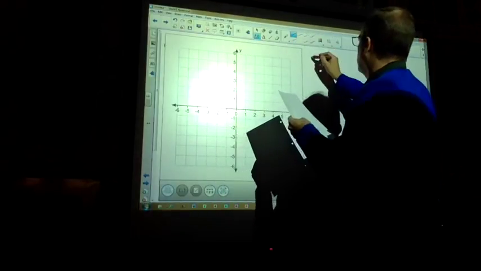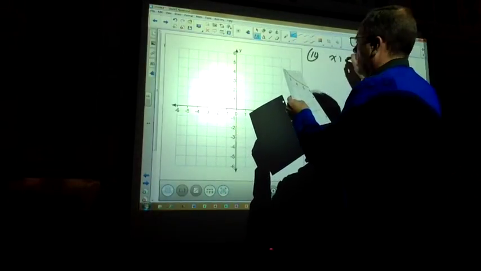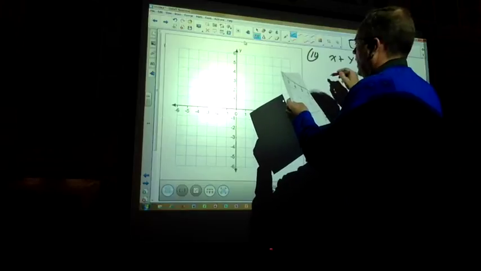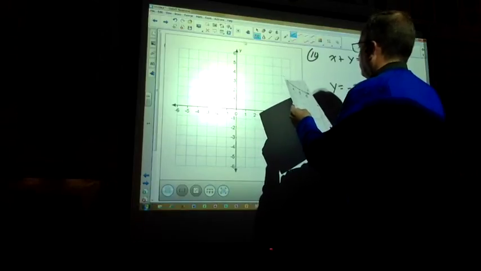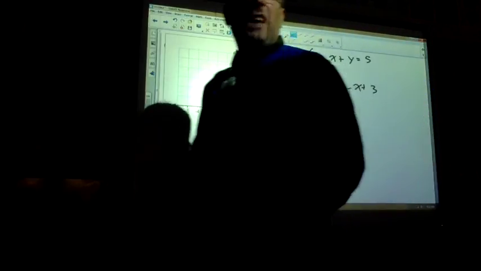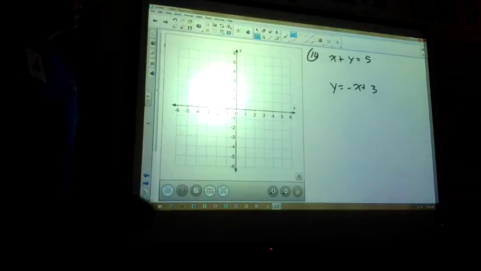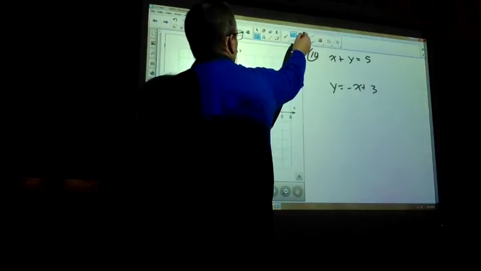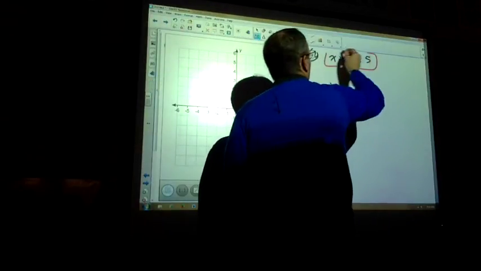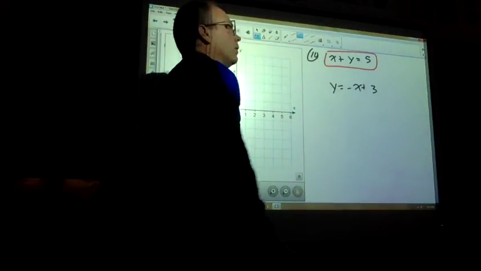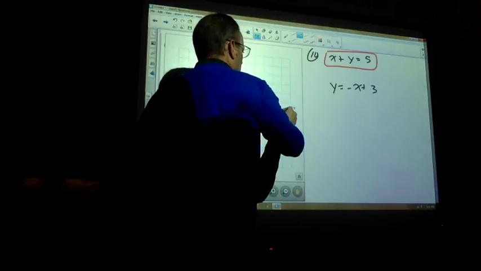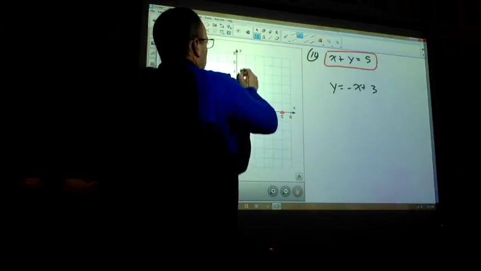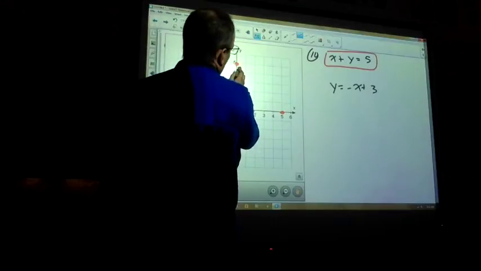This is number 10, you said? Yeah. x plus y equals 5, and y equals negative x plus 3. On this one, I think I can leave my numeric values in there. Would that make sense? Mhm. I believe the cover method is going to work for us here. So if I do the cover method, what's my x value equal to? 5. What's my y value equal to? 5. It also happens to be 5. That's fine.